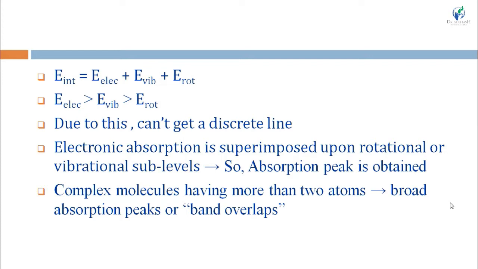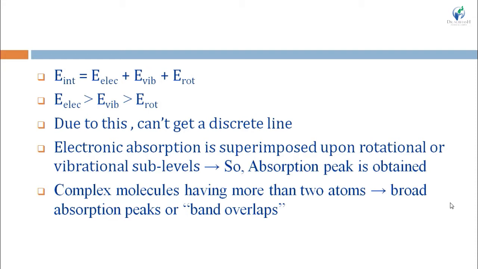Here in UV spectroscopy we are talking about only electronic energy, but vibrational and rotational energies also play important roles in the energy of any electrons, and that's why we cannot get a discrete line in absorption spectra when an electron goes to the excited state from the ground state. Because vibrational and rotational energies play an important role, electronic absorption is superimposed upon rotational or vibrational sublevels. So instead of a discrete line, meaning a straight line, we get an absorption peak.